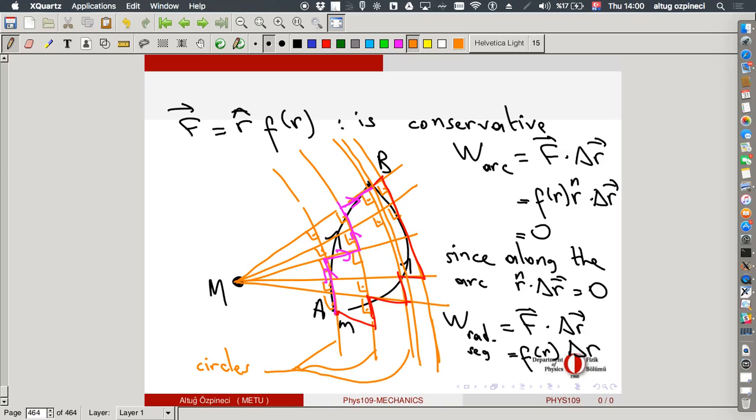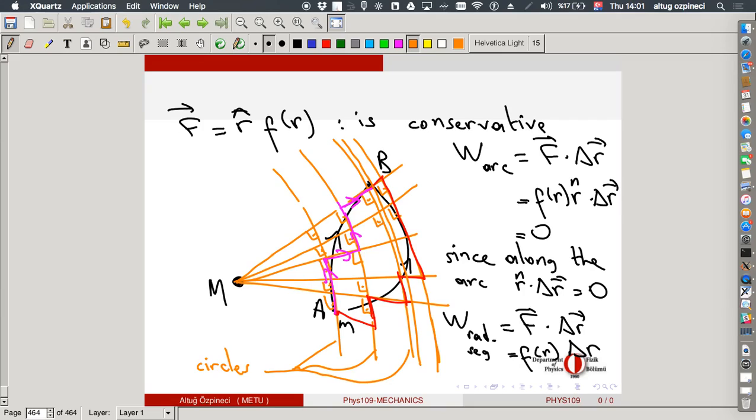Now, of course, these are just broken curves, but this is true for any such broken curve. Now we can just divide this broken curve into smaller radial and tangential segments, and this broken curve eventually becomes this continuous curve. And hence, whether you go along this continuous curve or the other continuous curve, the work done will be exactly equal to each other.